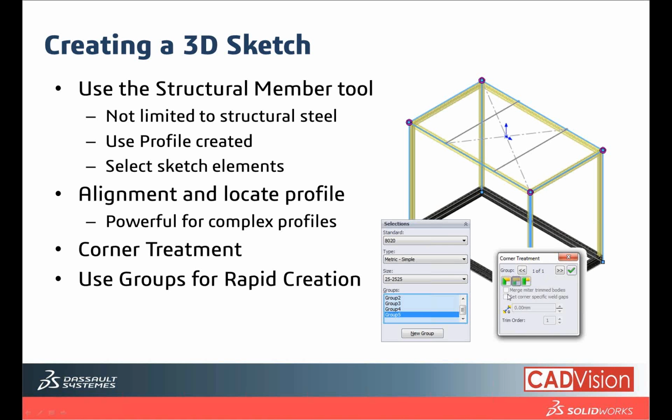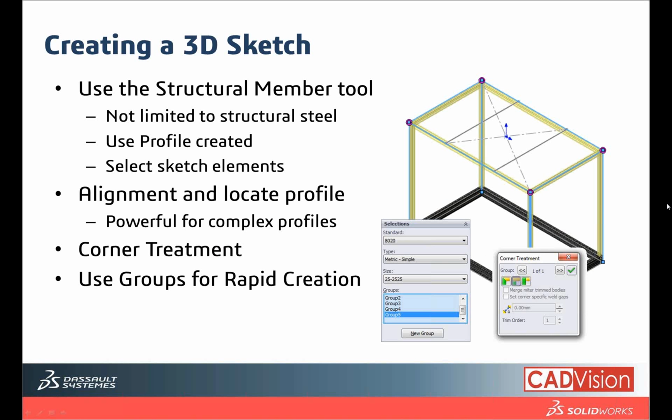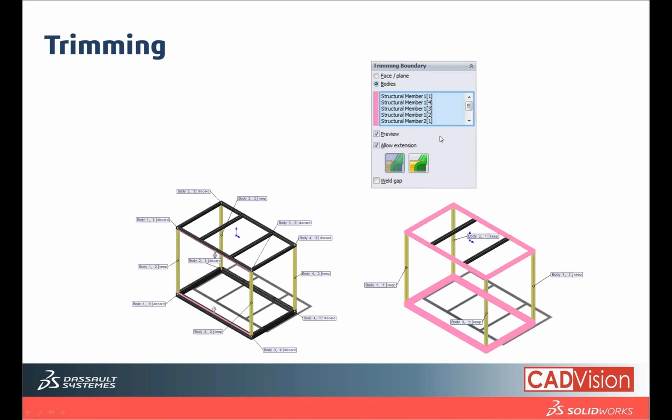So if you are inserting different size frames, it will not trim automatically. If you are using the same sections in the same weldment features, it will trim automatically to your other bin. But if you are using a different size, it will not trim properly. It will not trim automatically.